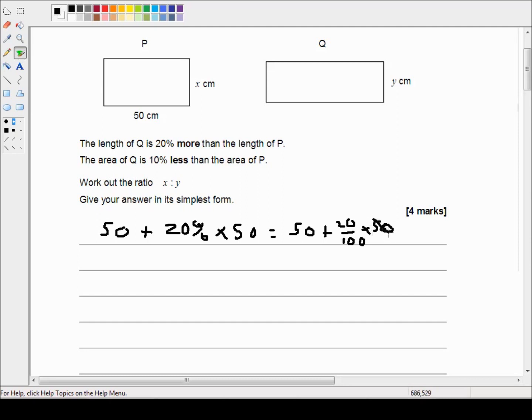Well, that 50 can cancel with 100 to become 2. And that 20 divided by 2 is 10. So it's 50 plus 10, which is 60. So this is 60 centimetres.